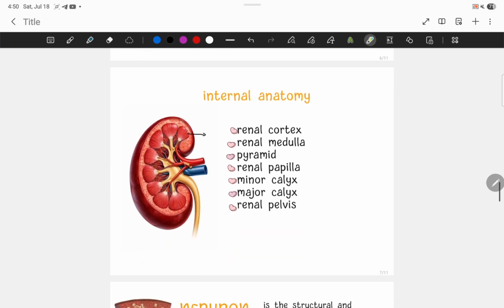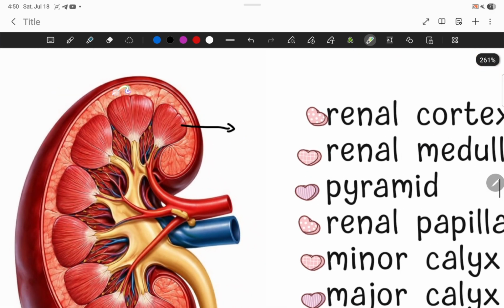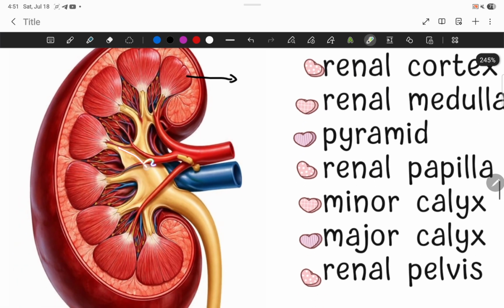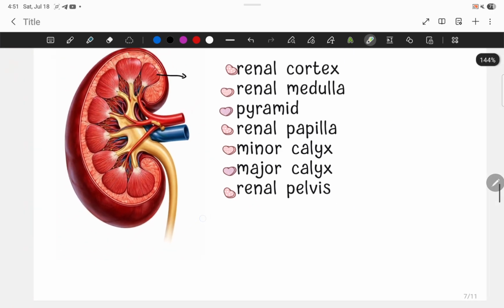So we talk about internal anatomy. So this is the renal cortex, renal medulla, renal pyramid, renal papilla, minor calyx, major calyx, renal pelvis and ureter.